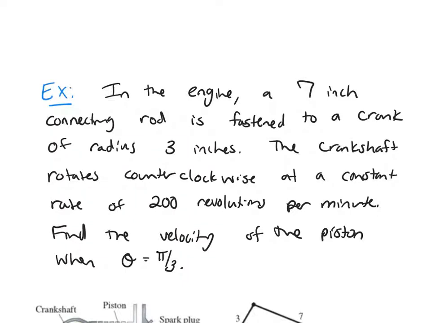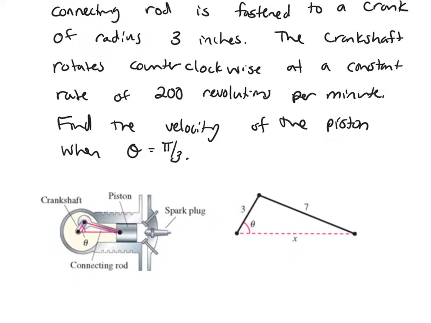So let's look at another related rates problem. In this problem, I'm told that in the engine, a 7-inch connecting rod is fastened to a crank of radius 3 inches. The crankshaft rotates counterclockwise at a constant rate of 200 revolutions per minute. Find the velocity of the piston when theta equals pi over 3. And this is the picture I'm given.